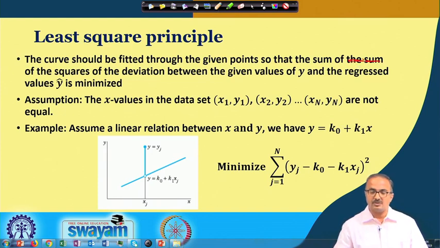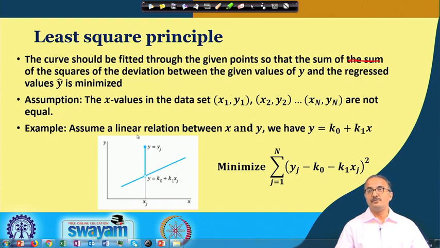Here we see that we have the regressed value, y carat, and y is the actual value. We try to minimize the sum of the squares of these errors, and we assume that the x values in the data set, x1, x2, etc., are not the same; they are different.